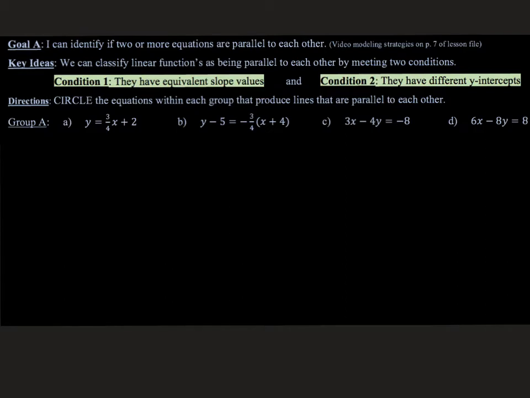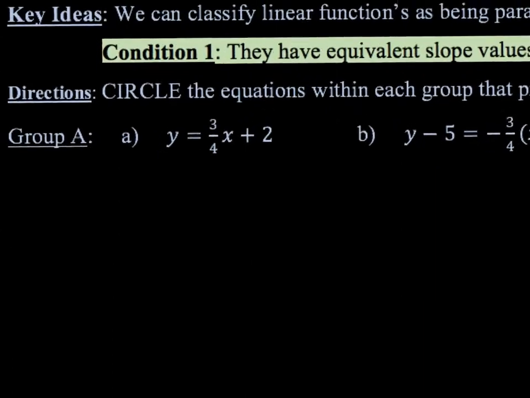So let's take a look. When we approach this goal, we are given a group of equations and we're looking to identify which, if any, are parallel to each other. We need to look at identifying their slope value and their y-intercept value. We can then see if the conditions are met for them to be parallel to each other.